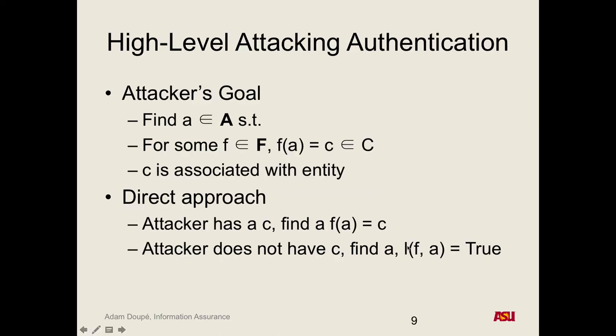Now, the indirect approach. The attacker does not have C, but we know that they have access to L, right? They should always be able to log on, otherwise the users who are using the system can't actually log on, right? And the idea is if you could tell if it was an attacker or imposter or an authenticated user when they're trying to log in, then you've literally already authenticated them. So you can't make that determination, because that is what your authentication mechanism is.